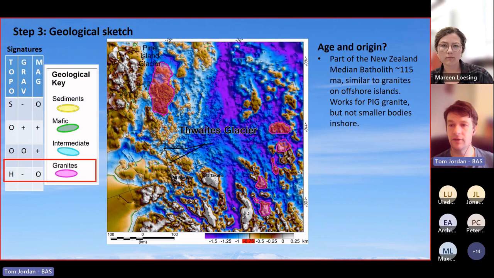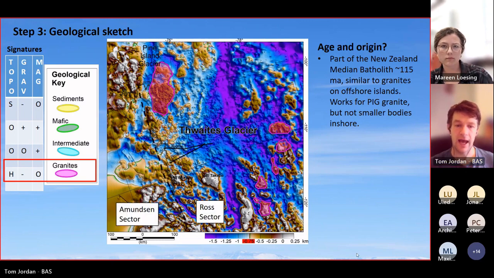It continues through Antarctica, and it defined the Amundsen sector and the Ross sector, with the Amundsen sector being dominated by this Median batholith magmatism. And you can see that at Pine Island Glacier and outboard of Pine Island Glacier, we've got granites exposed on some of the islands, which are consistent with this Amundsen sector. It's only a minor rerouting of where this boundary has been drawn, based on some rock outcrop at Mount Murphy, to put this Pine Island Glacier large granite as part of the Median batholith.